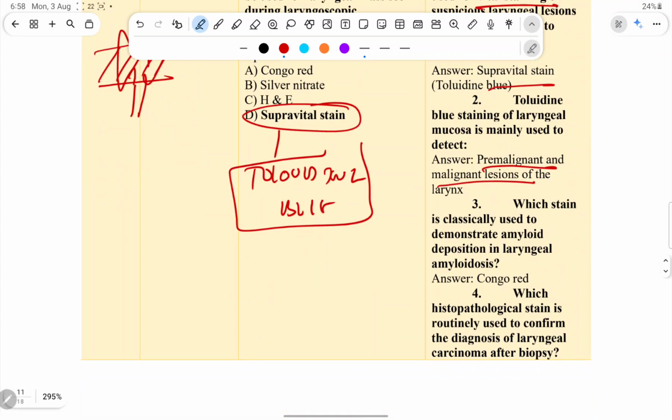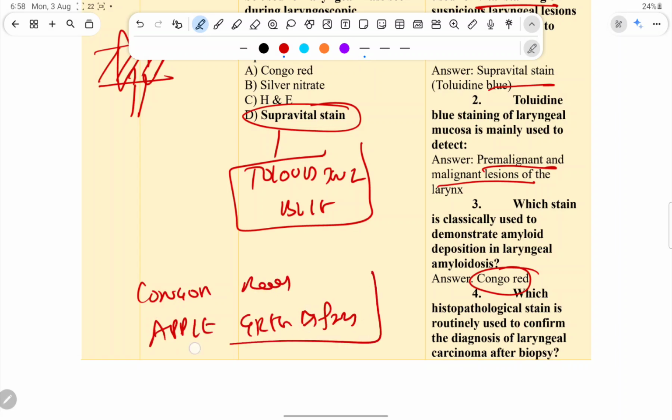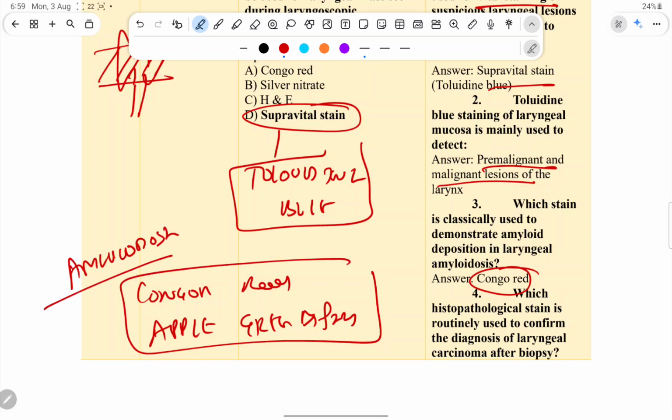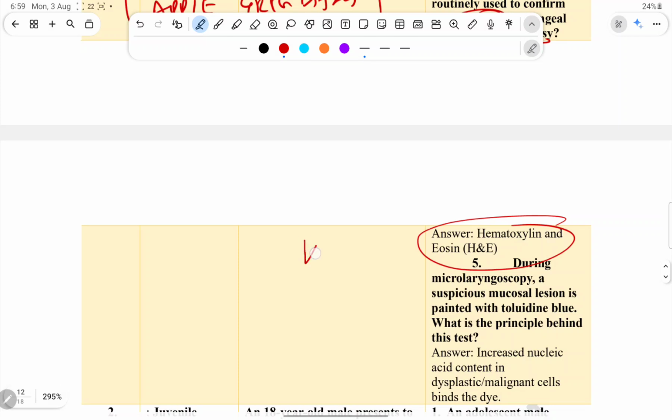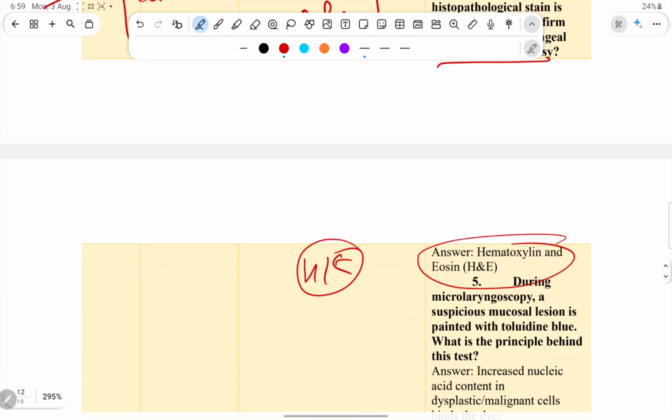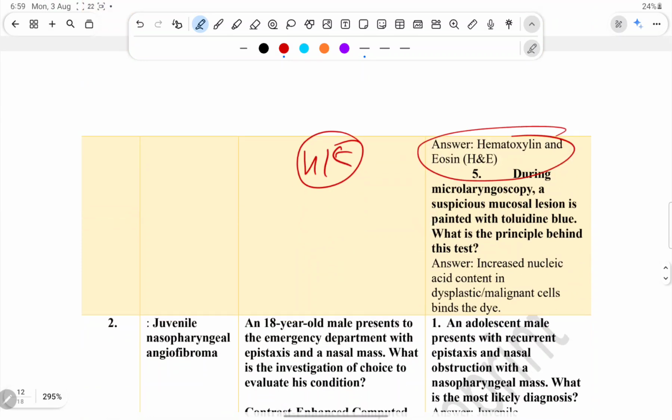Which stain is classically used to demonstrate amyloid deposition? Congo red. We have read Congo red, apple green birefringence. Apple green birefringence is seen in case of amyloidosis. Which histopathological stain is routinely used to confirm the diagnosis of carcinoma? It is hematoxylin and eosin, H&E staining. Routinely we use H&E staining for diagnosis, and supravital stain is used for pre-malignant and malignant characterization.